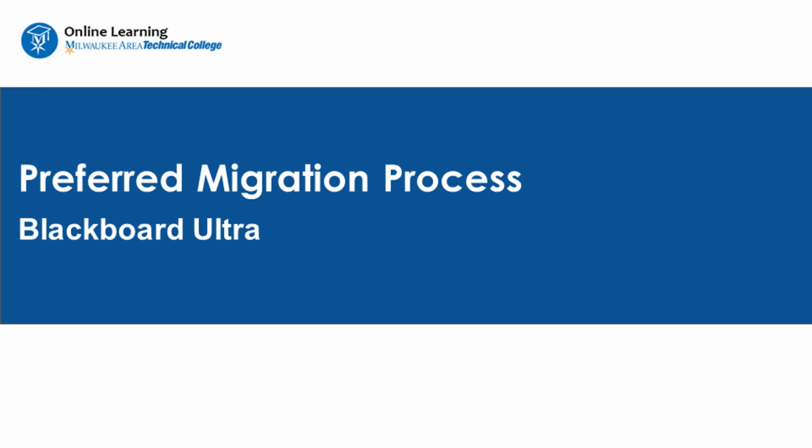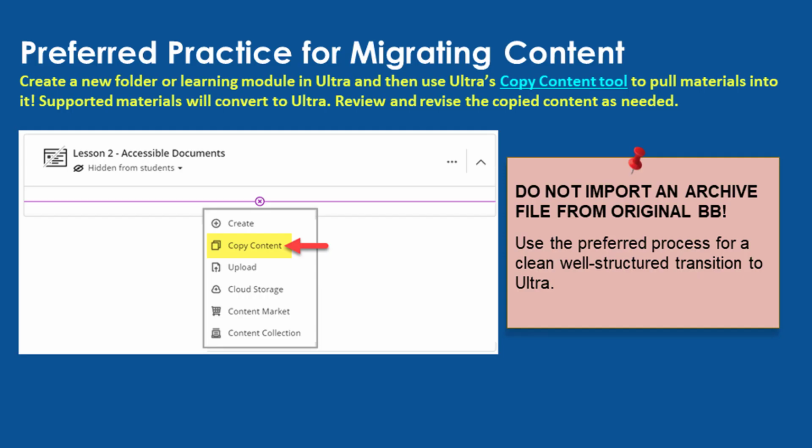In this presentation, I will review and demonstrate the preferred process for migrating content from an original Blackboard course to an Ultra course. In the preferred process, you will build a rough course outline of folders or learning modules in an Ultra Master or Semester Course shell, and then use the Copy Content function to fill in the outline.